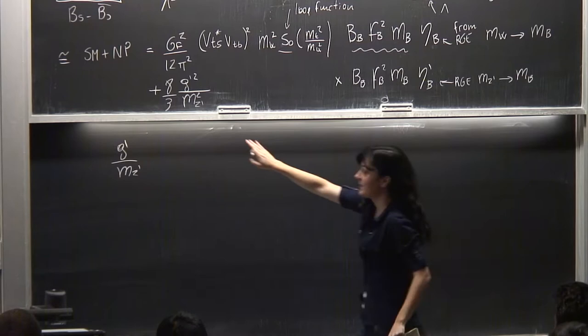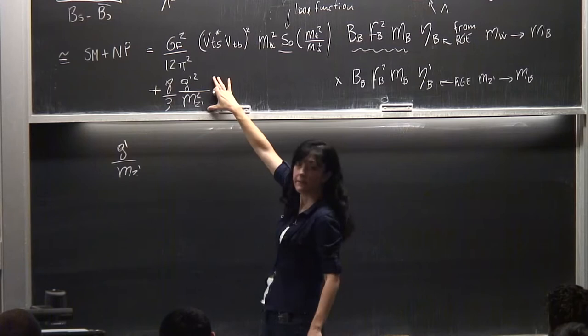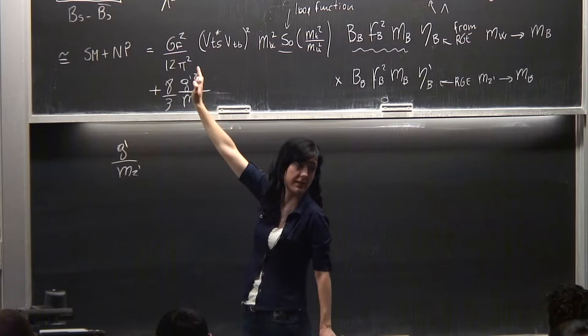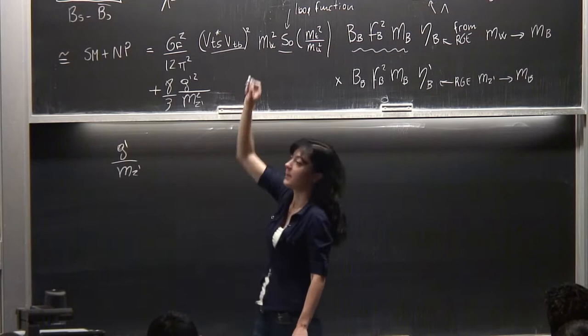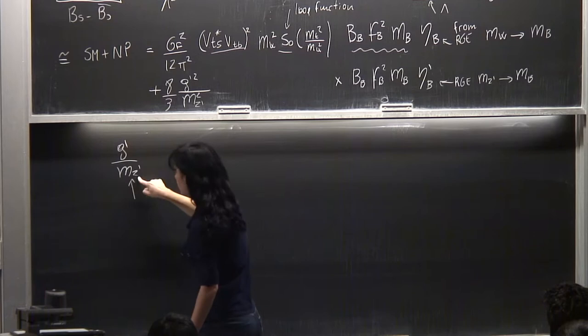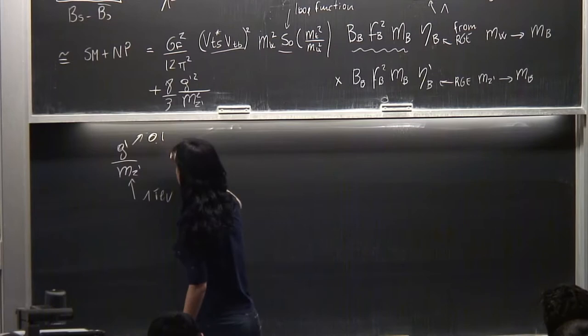Because you see from here that I have a three-level piece, competing with the loop piece of the standard model. Here I have this suppression by 12 pi squared. And if I compare these two pieces, you see that the new physics part doesn't have the suppression by CKM. So in general, I expect that if I put this coupling to be at the TeV scale and this one to be an electroweak coupling, I will be in trouble.